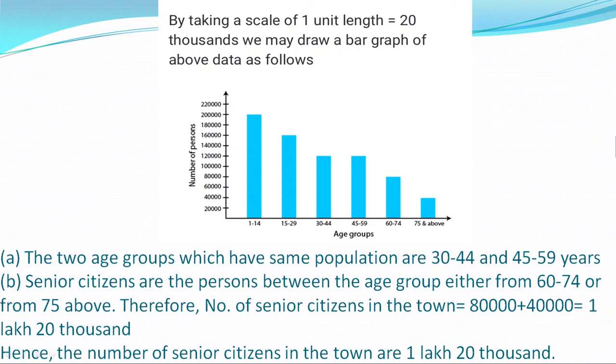A collection of numbers gathered to give some information is called, first option is frequency, second option is data, third option is bar graph, and fourth option is tally mark. Ma'am, it's data. Very good. Just now we saw the definition. Yeah. What is that? A collection of numbers gathered to give some information is known as data. That's great. Now, next question.